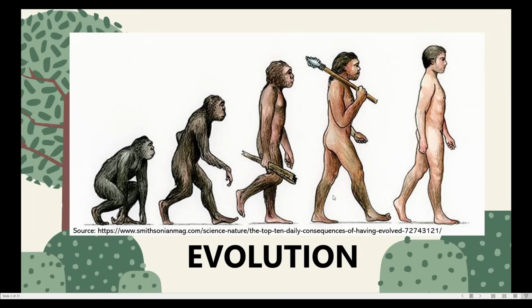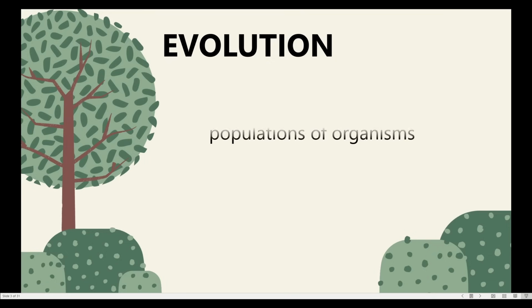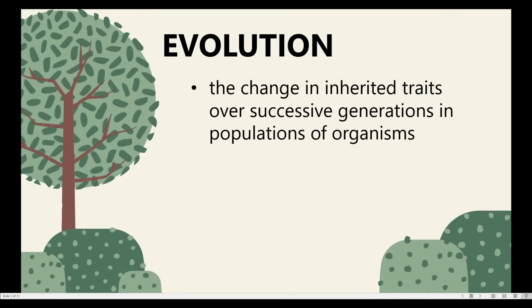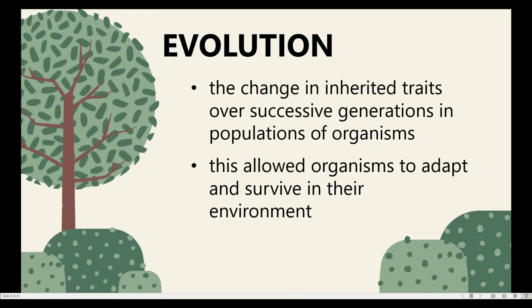What is evolution in the first place? Evolution is the change in inherited traits over successive generations in populations of organisms. This change allowed organisms to adapt and survive in their environment.